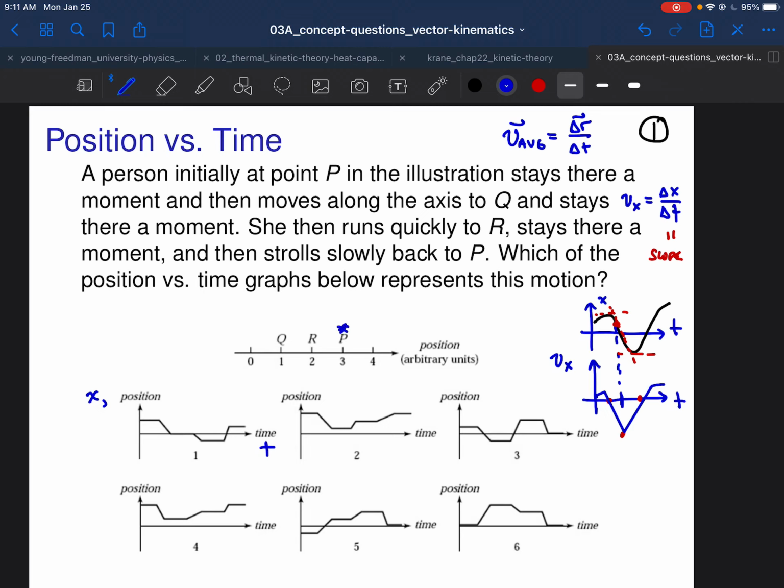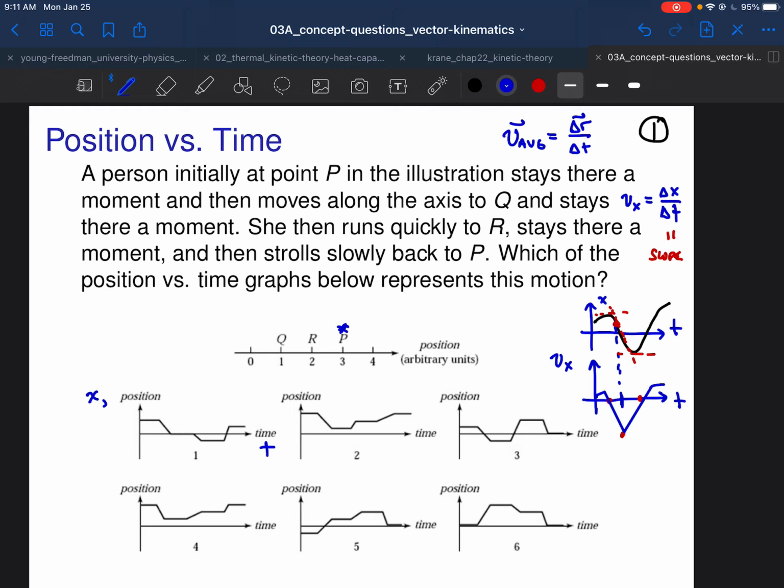So a person is initially at point P here. They stay there for a moment, and then they move along the axis to Q. They stay there for a moment, and then they go quickly back to R, where they stay, and then they go slowly back to Q.